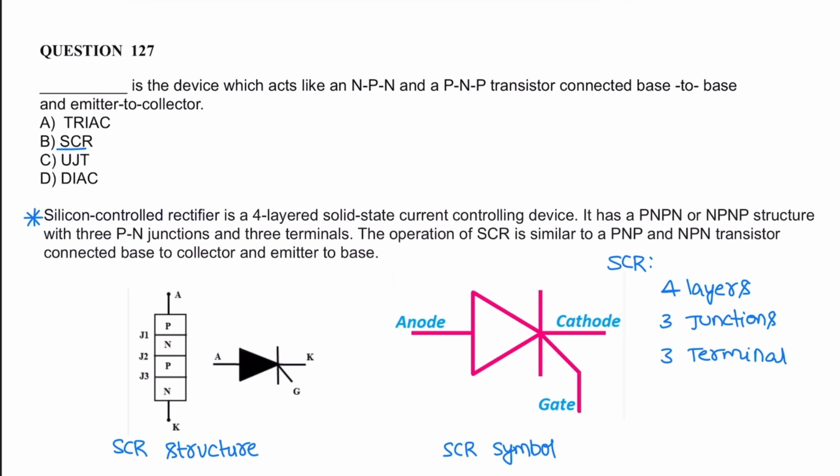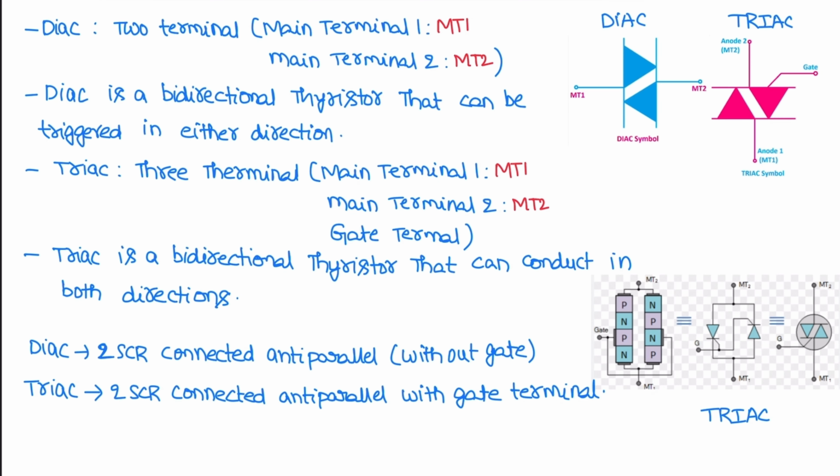The operation of SCR is similar to PNP and NPN transistor connected base to collector and emitter to base. Next, see a few more points related to UJT, diac and triac. So this is a symbol for diac and symbol for triac.